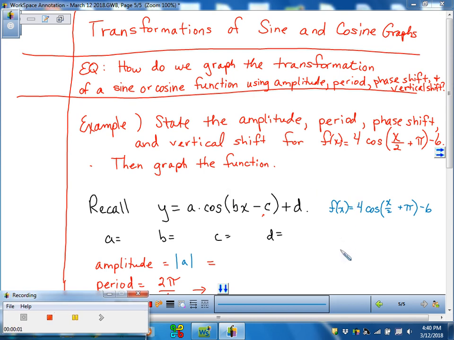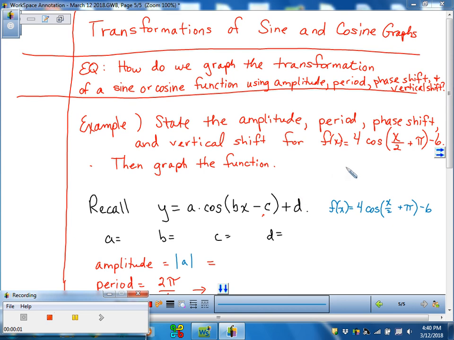Alright, our notes for today are over transformations of sine and cosine graphs. Our essential question is, how do we graph the transformation of a sine or cosine graph using the amplitude, period, phase shift, and vertical shift? We're going to jump right into our first example.